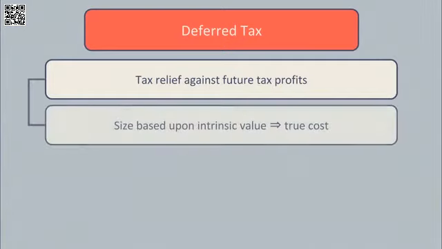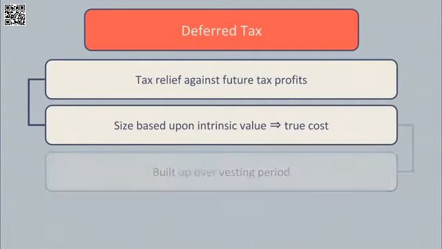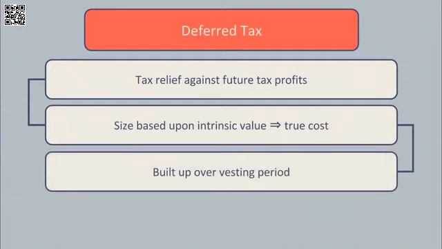The size of the deferred tax asset is based upon the intrinsic value, which is the true cost to the company. In other words, this is the share price less the exercise price, and that's the actual cost to the company. The deferred tax asset is built up over the vesting period.